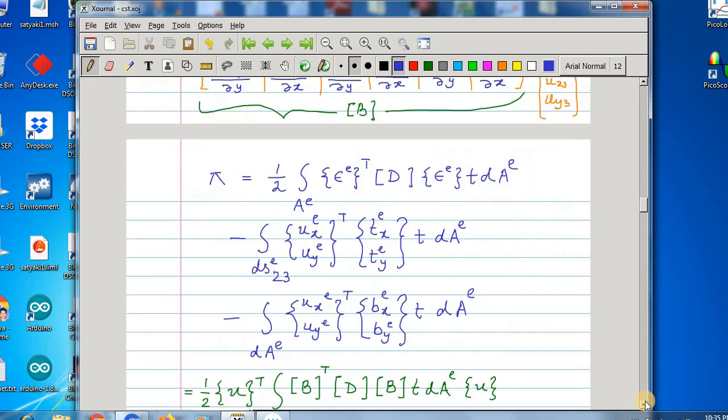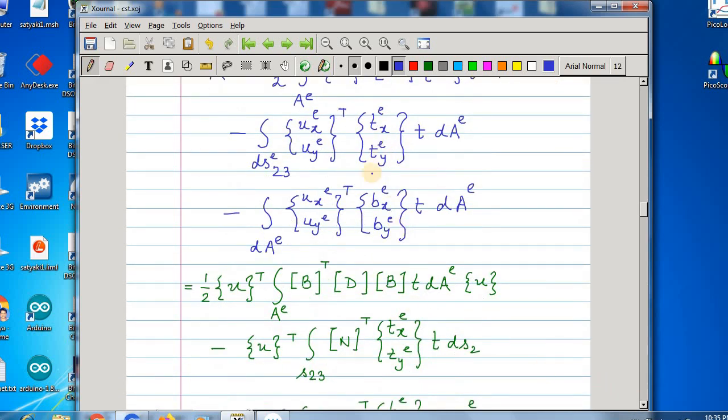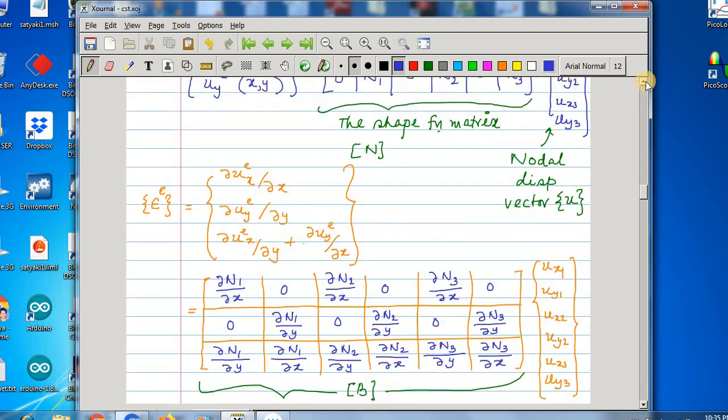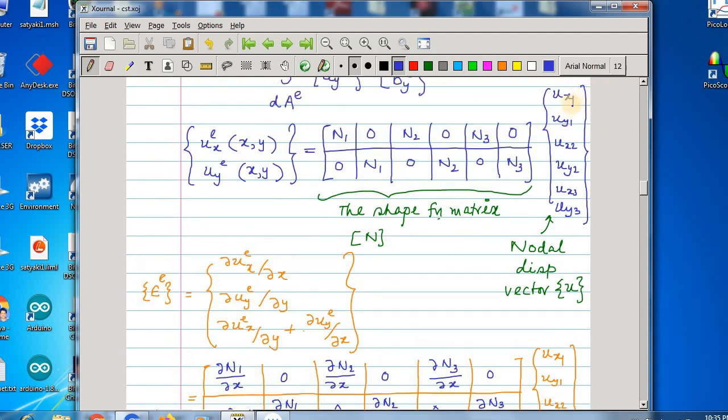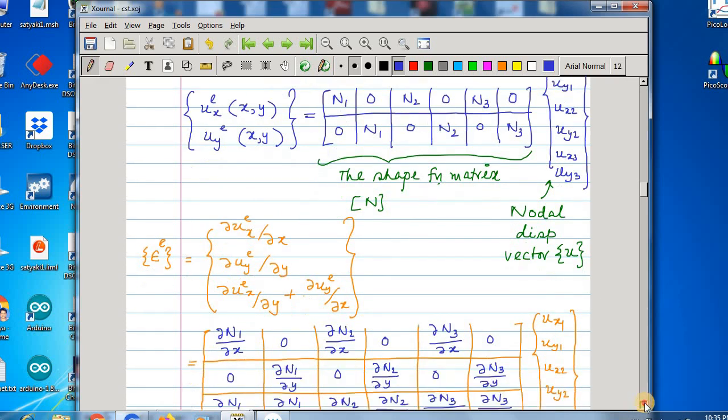So now the strain energy can be written as follows, where we call this the nodal displacement vector, that is ux1 uy1 ux2 uy2 ux3 uy3. So for a triangular element there are 6 degrees of freedom, but if you do it for rectangular or quadrilateral elements, then the number will increase, but the procedure remains the same.